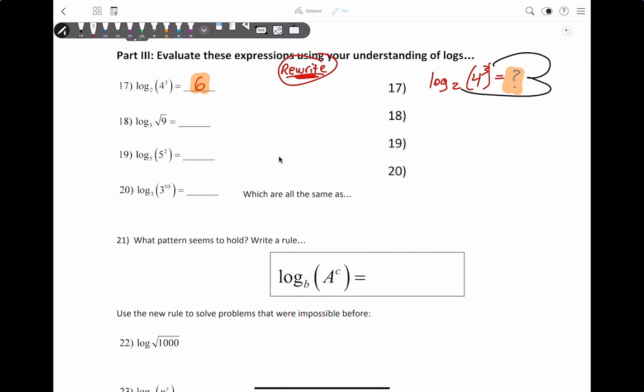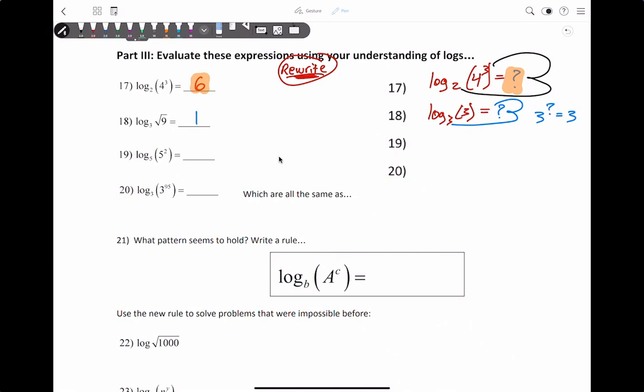Okay, so I have log base 3 of the square root of 9. Well, the square root of 9 we know is just 3. So if I set it equal to a question mark, then 3 to the power of question mark is 3, and the only way that'll happen is if it's 1.